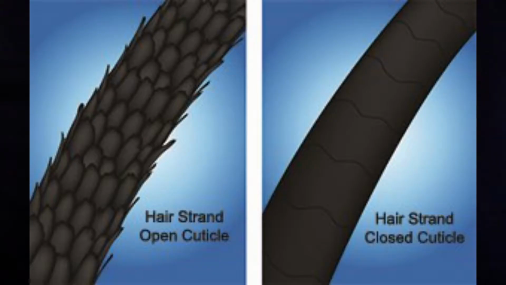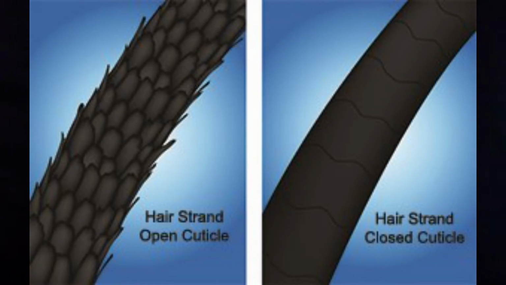Now on the opposite end, once we're done doing a color service, we often will use a conditioner right after, at least we should be. Because conditioners are frequently acidic. And what they will do is slam the cuticle shut and help to make the hair very nice and shiny and smooth.